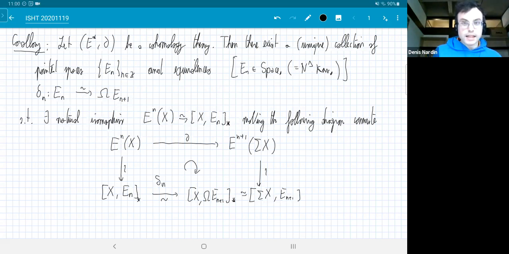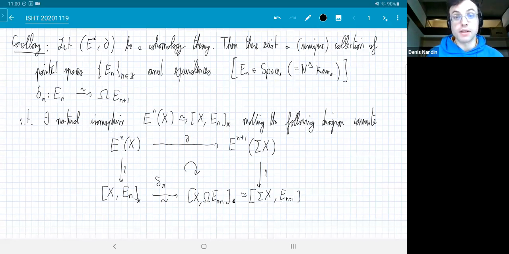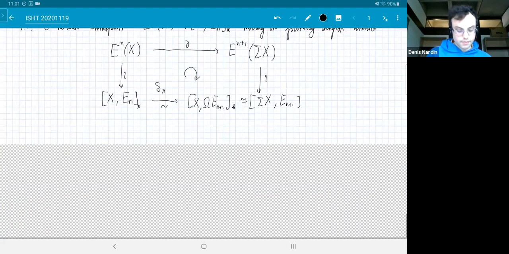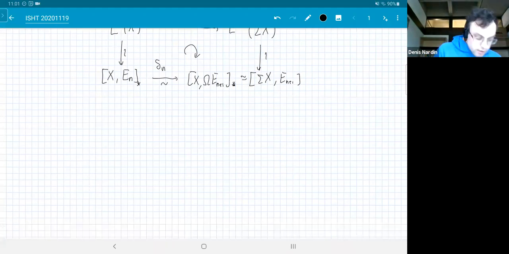Okay, let me get this corollary from the main theorem. Unless there are other questions about the statement of the corollary. No, okay. This corollary also sometimes goes under the name of Brown representability theorem, by the way. So it's slightly less general than that.